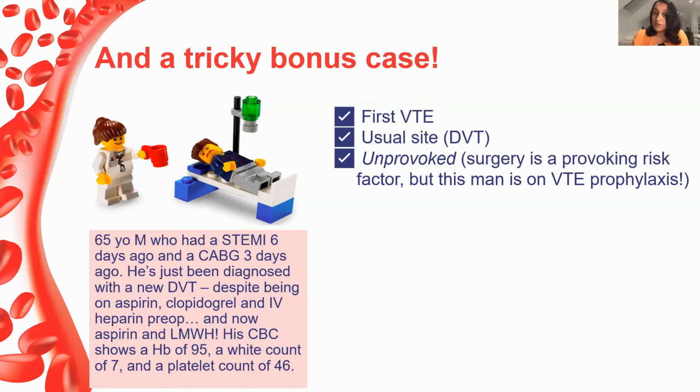So if you use the app, you can see the check boxes here. This is a first site VTE. It's a very boring usual site DVT. It occurred in the context of surgery, which is a strong risk factor. So you might be tempted to turn down the dial on your thrombophilia radar. But wait, there was a strong provoking risk factor, surgery.